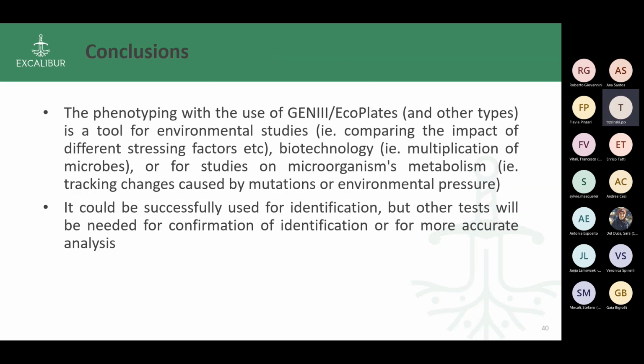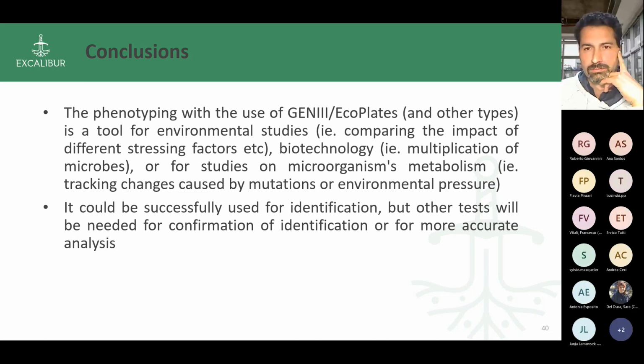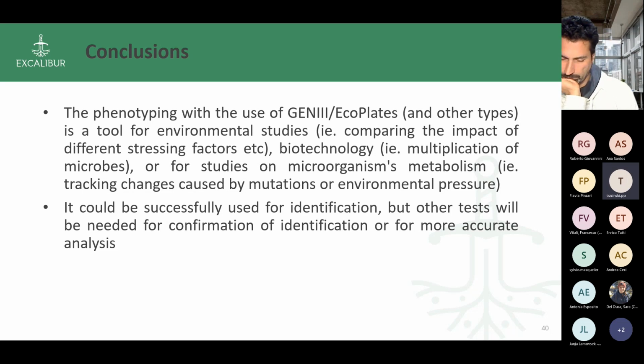Okay. So the conclusions. So phenotyping with the use of GEN III plates or Eco plates or any other plate is a tool for environmental studies. So for example, you can compare the impact of some different stressing factors. It's also good in biotechnology. So for example, you can develop the medium, or you can optimize the process or the multiplication. Or, for example, it is good in studies of microorganism metabolism. Yes, so we can track the changes caused by some mutation or environmental pressure.